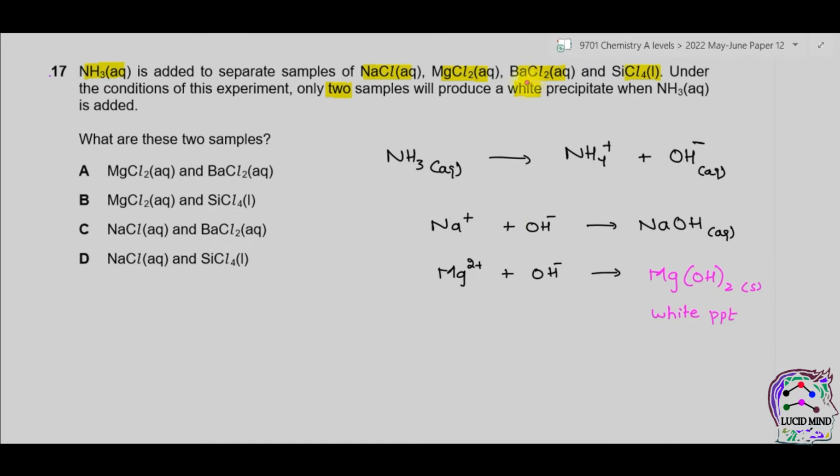Third one is barium chloride. We have barium 2+. It can react with hydroxide to form barium hydroxide. Now down the group, the solubility of hydroxides increases, so barium hydroxide is soluble. It is not a precipitate. Then we have silicon chloride last, SiCl4. It can react with OH- to form silicon dioxide and release HCl gas. This silicon dioxide that is formed is a white precipitate.